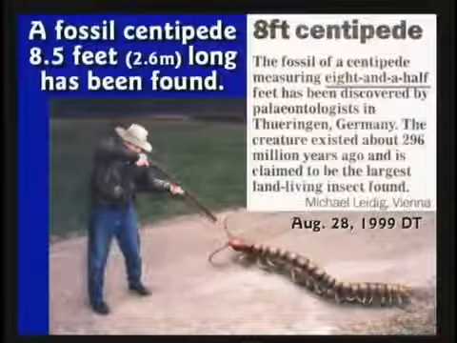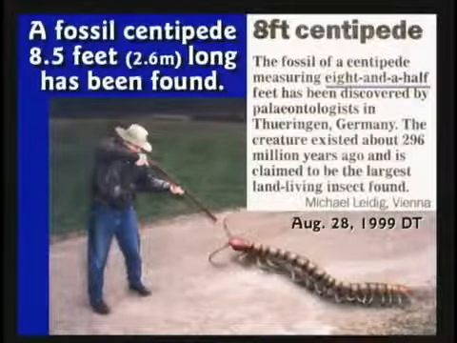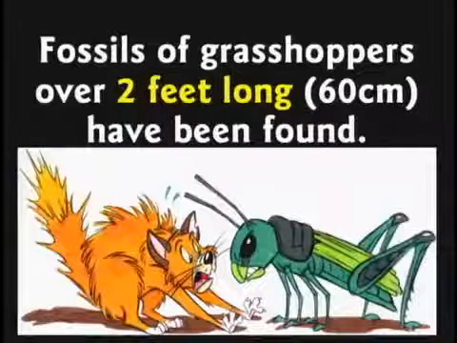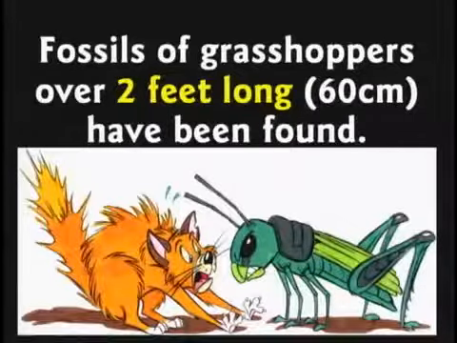An 8.5-foot centipede was found in Germany back in '99. Two-foot grasshoppers have been found. So something was different. My conclusion is probably this is tied into the pre-flood environment having more air pressure. I see no other way to explain the existence of giant insects.